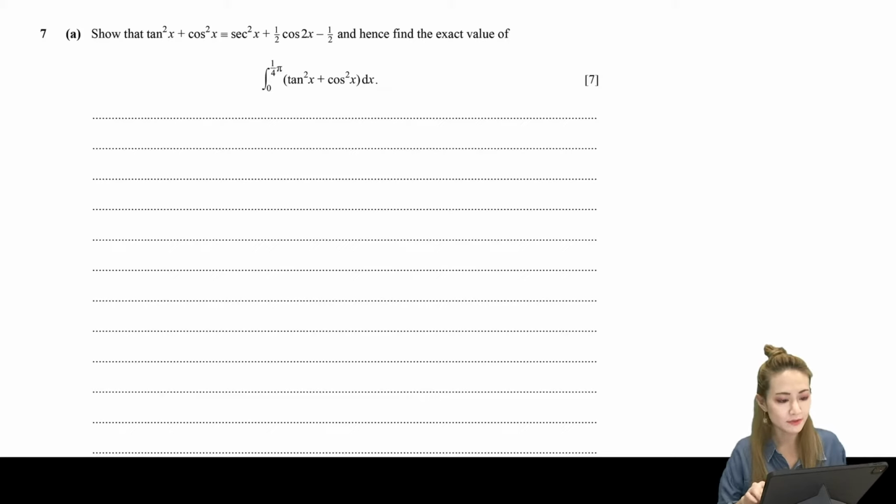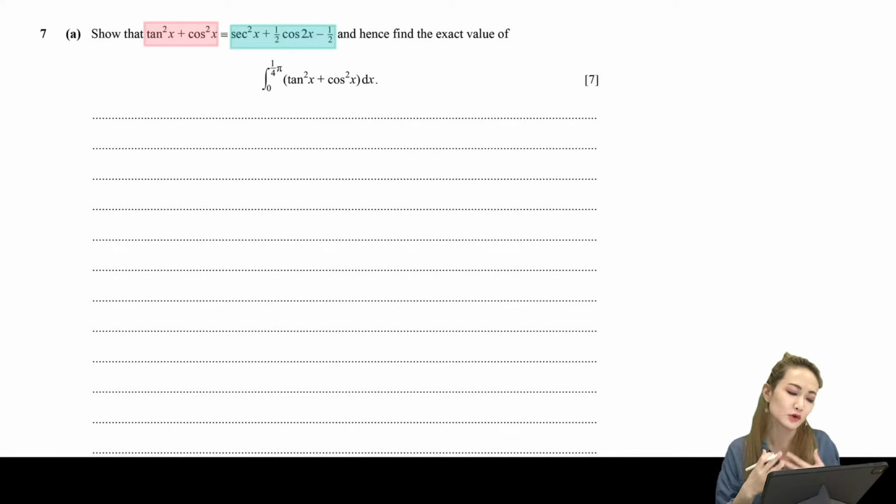So the first step is to rearrange tan squared x plus cos squared x into sec squared x plus a half cos 2x minus a half. And we need to do this by using the trigonometric identities. A lot of you, when you do this, don't know where to start. Which identity are we going to use? When you pick the identity, you need to observe and look at both sides, or look at what you're trying to rearrange the expression into.